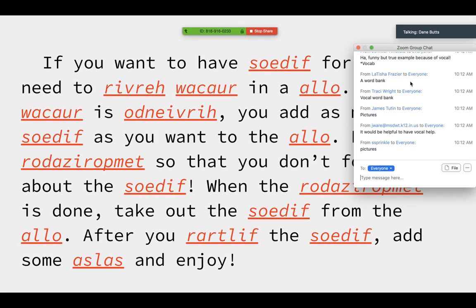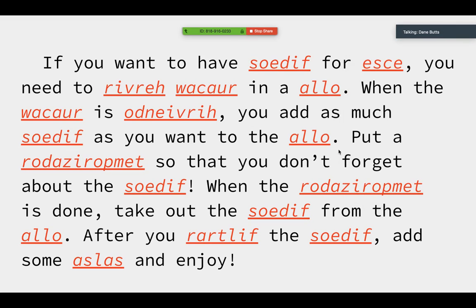Jamie Tutton, pictures, vocab help. Absolutely, Jill. Man, a lot of Eastwood people here. All right, represent. Dictionary, vocabulary. Yep. Pictures. Yeah, you guys are right. Does anybody, before we go to the next page, does anybody have an idea about what this is talking about?